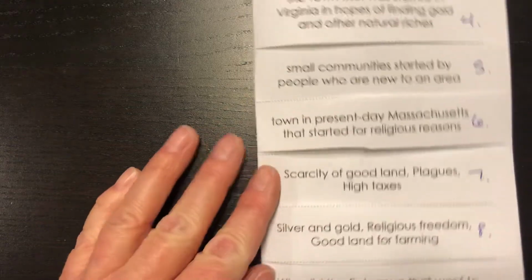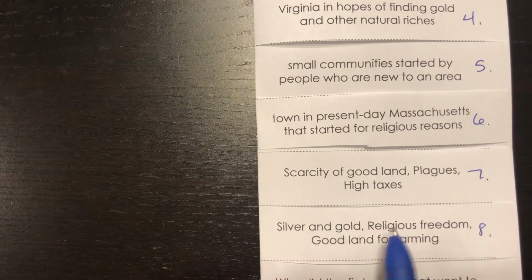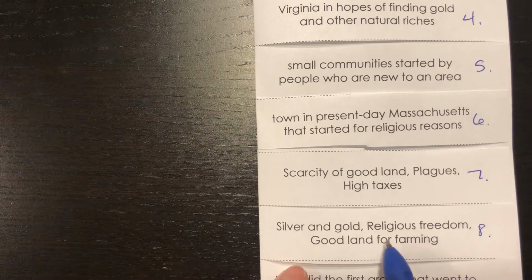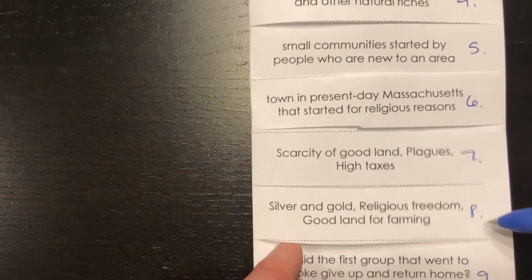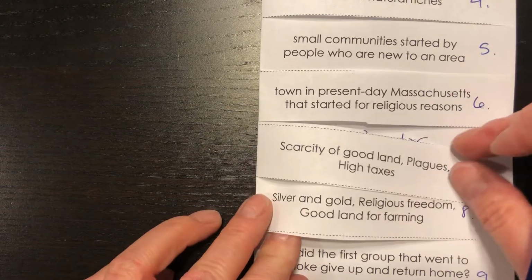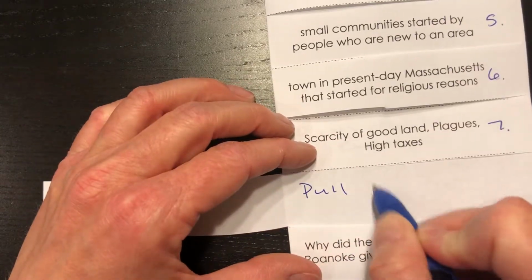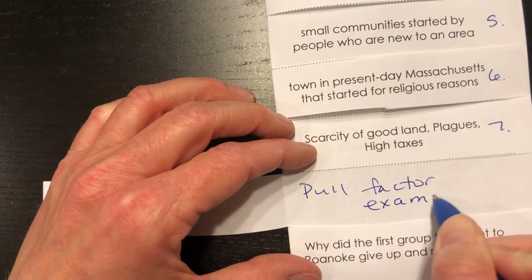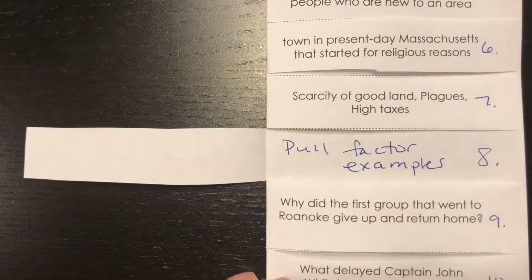Now, opposite of that, silver and gold, religious freedom, good land for farming. Those are all things about some other place that would make you want to go there. So these aren't things you don't like about where you're living. These are things that you like about somewhere else, and it makes you want to go there. So those are pull factor examples. So for number 8, pull factor examples. Put an 8 there.